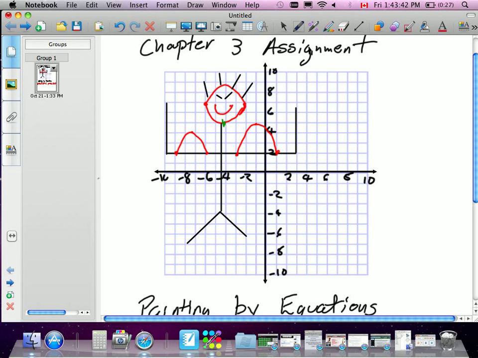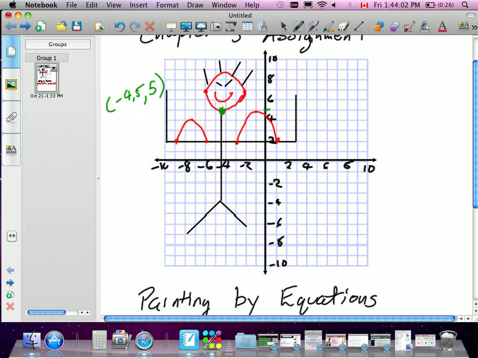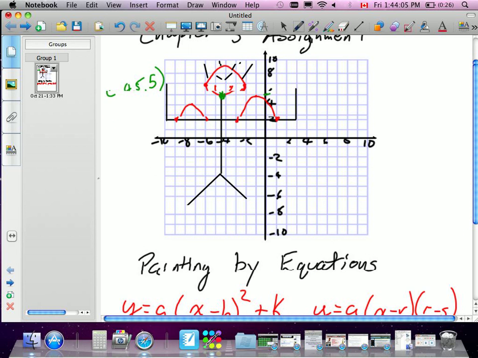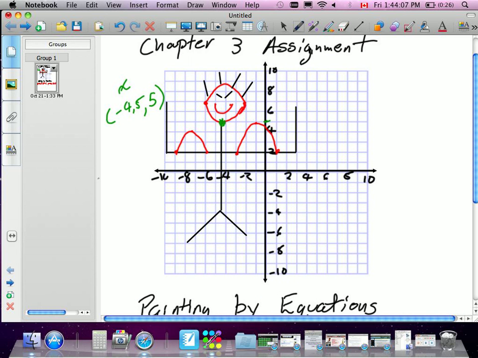Our vertex is at the coordinate of 1, 2, 3, 4.5, and 5. So this coordinate here, negative 4.5 and 5. So we look at our 2 points there, negative 4.5 and 5. Those are going to be my h and k when I go to solve this, right? Here's our x and our y.